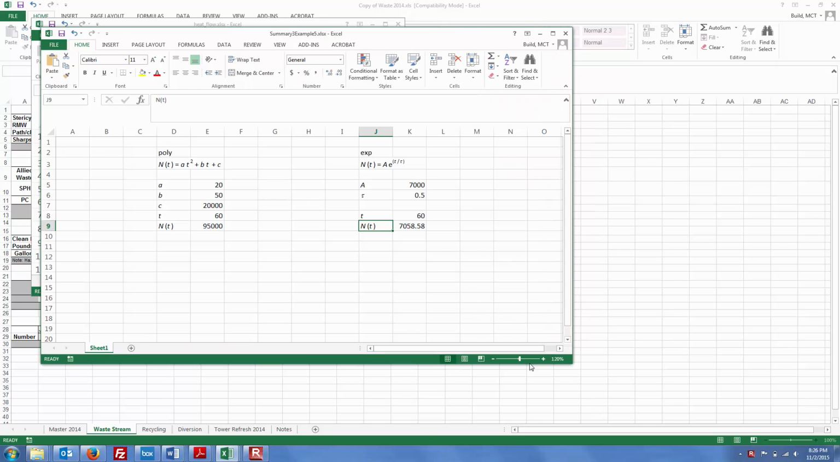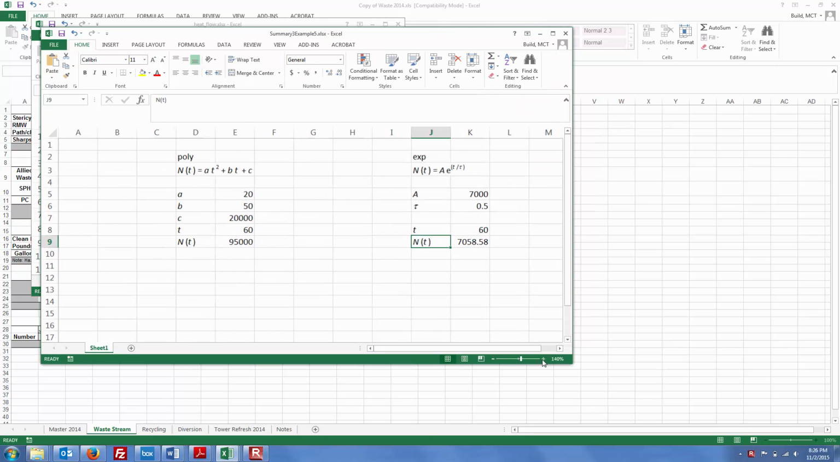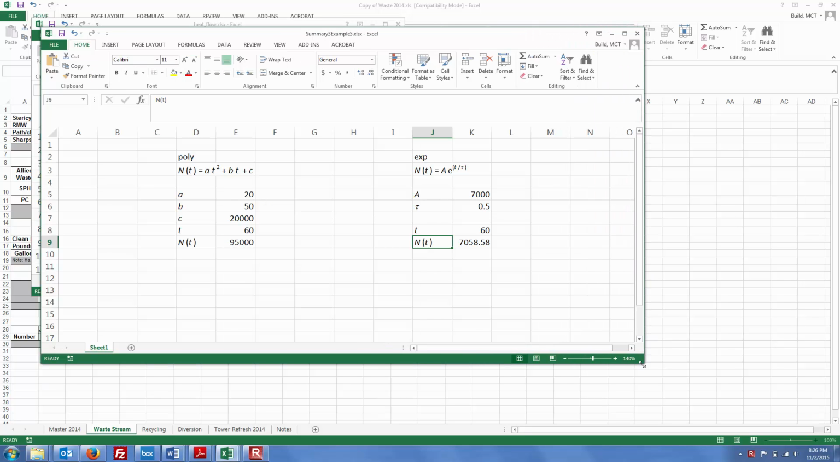This is how to plot the polynomial and exponential functions in Microsoft Excel. What you're going to see after you plot a curve fit, a trend line in Excel, is going to be a quadratic form.